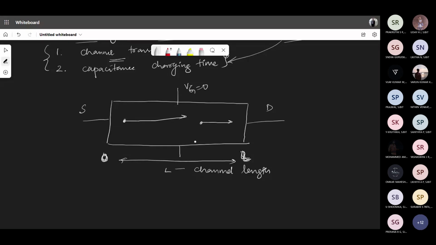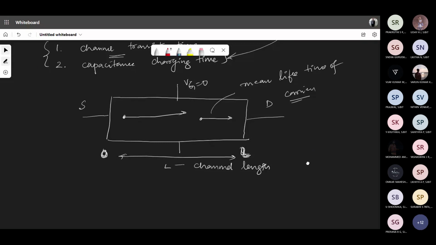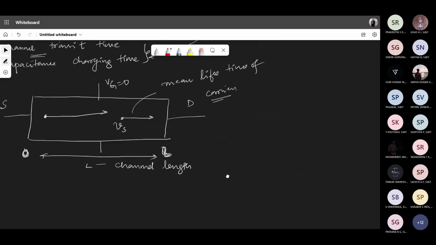We know that there is something called the mean lifetime of carriers, which decides the transit time. So if you try to find what the transit time is, you should get to know with what velocity these electrons are moving. If I assume that Vs is the velocity at which these electrons are moving, and if the total length is L, how do you find the transit time in such scenarios?